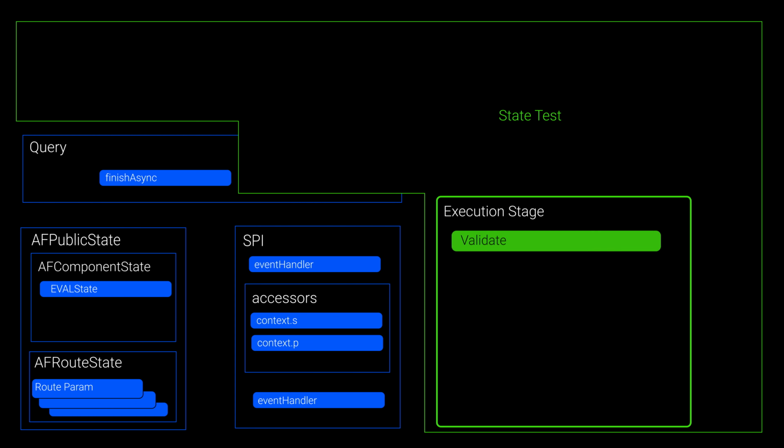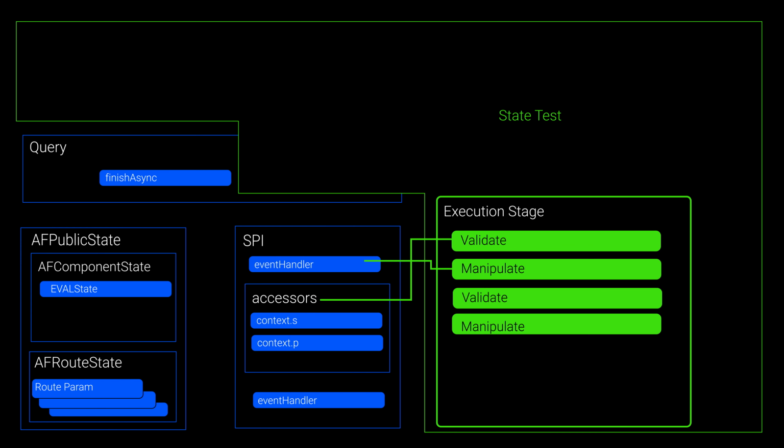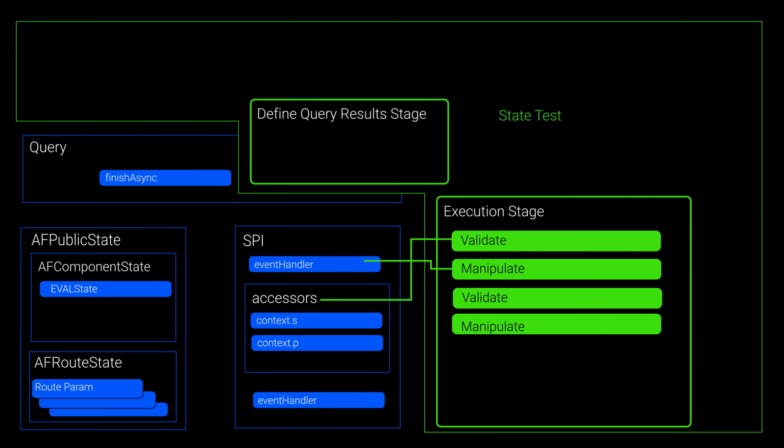State test code that validates the data in the SPI's accessor methods replaces the user seeing the UI, while state test code that manipulates the SPI's event handlers replaces the user interacting with the UI. Meanwhile, the definition section of the state test replaces the external systems and device APIs that store data. Rather than calling startAsync, the state test provides responses to each query's finishAsync with response function, which are defined in the state test itself.